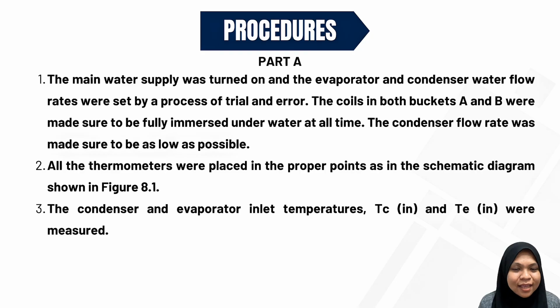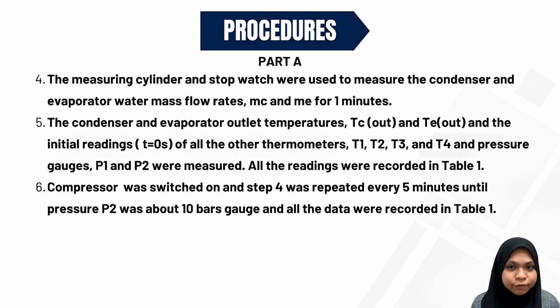Number 3, the condenser and evaporator inlet temperatures TC in and TE in were measured. Number 4, the measuring cylinder and stopwatch were used to measure the condenser and evaporator water mass flow rates ME and MC for 1 minute. Number 5, the condenser and evaporator outlet temperatures TC out and TE out and the initial readings at t equals 0 seconds of all the other thermometers T1, T2, T3 and T4 and pressure gauges P1 and P2 were measured. All the readings were recorded in table 1. Number 6, the compressor was switched on and step 4 was repeated every 5 minutes until pressure P2 was about 10 bar gauge, and all the data was recorded in table 1.